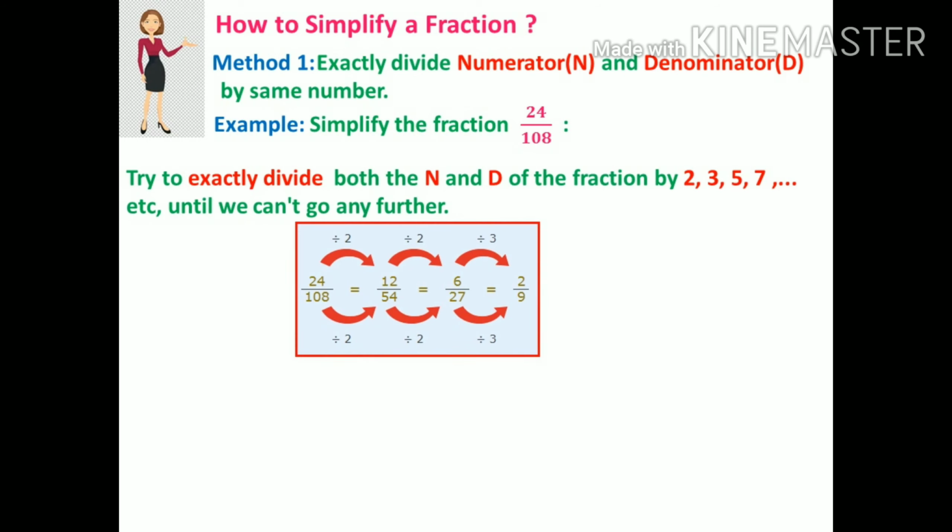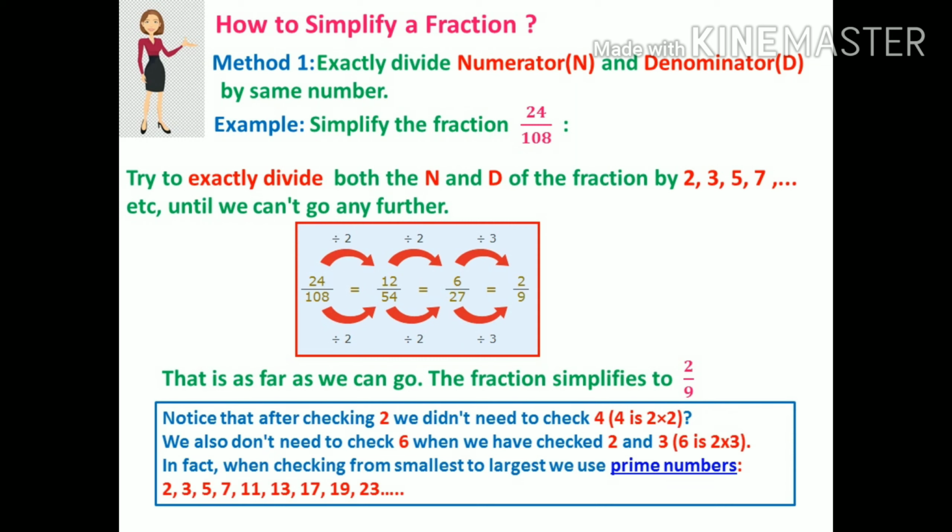In this figure, we see 24 upon 108 is divided by 2 and we get 12 upon 54. We divide it by 2 again and we get 6 upon 27. Now we divide it by 3 and we get 2 upon 9 as the simplest form, because 2 upon 9 does not have any common factor. That is as far as we can go. So the fraction simplifies to 2 upon 9.